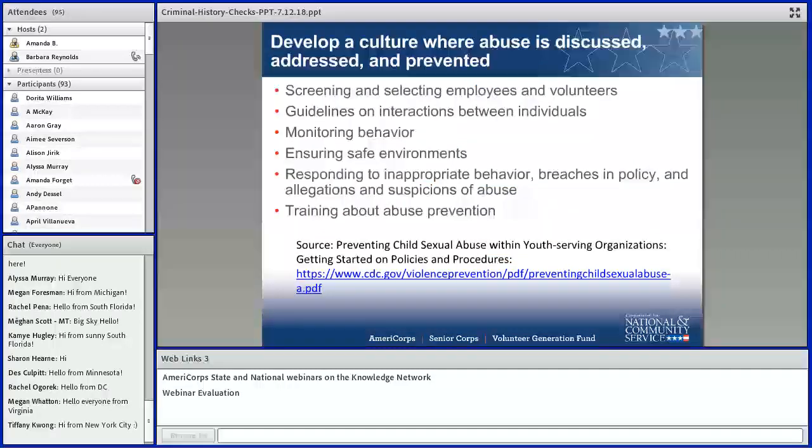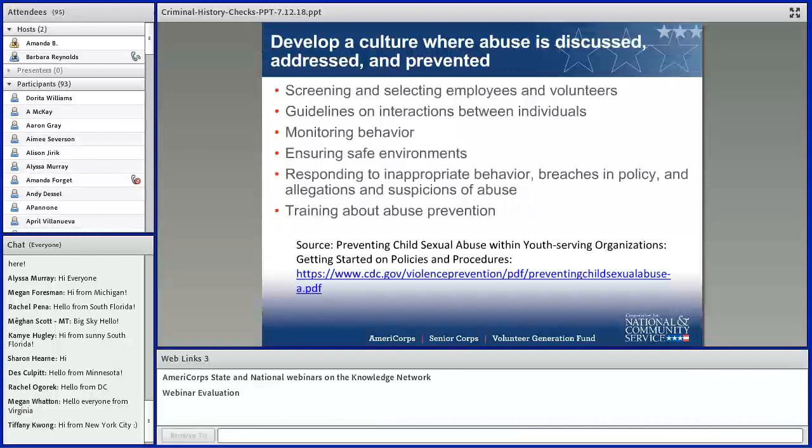If you've been to any of the regional convenings, these screens will look a little familiar to you, but I always want to talk about it because I think a lot of times with criminal history checks, we get really caught in the weeds. It's really easy to get caught up in whether you're going to the right repository and what documentation you have, and you forget about why we're doing this. I just want to reinforce how important it is to develop a culture where abuse is discussed, addressed, and prevented. What you see on the screen is just an example that I pulled from a CDC document.